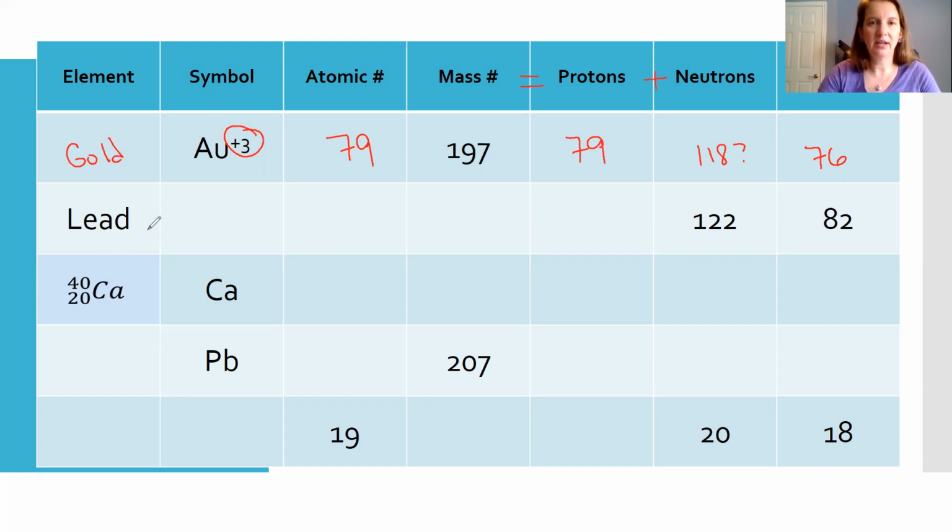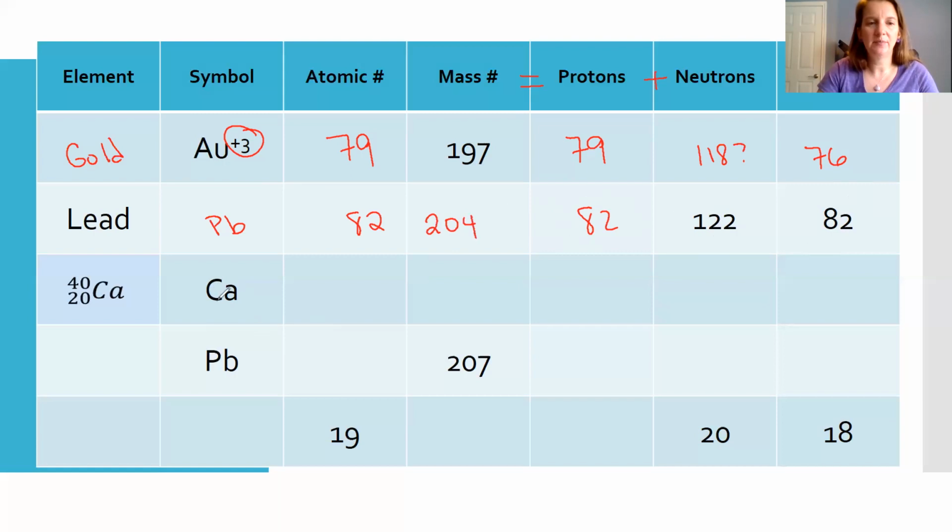All right, here we have lead. So the symbol for lead is going to be Pb. We don't know if it's going to have a charge yet. So let's look at the atomic number for lead, and lead is 82. That means that our protons are 82, because the atomic number and the number of protons are always going to be the same. Since the protons and electrons are the same, we are not going to have any kind of charge indicated on our symbol here. The mass number is going to equal the protons plus the neutrons, so that's going to be 204.